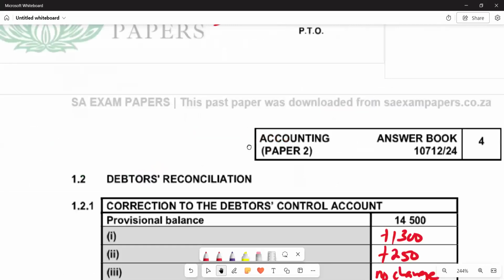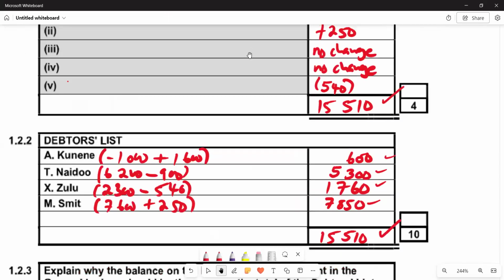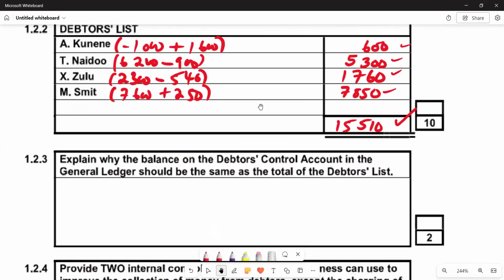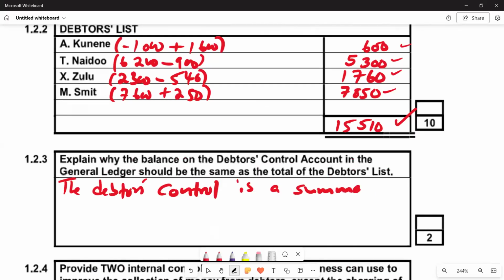So we come here. So we are here on 1.2.3. We are saying the debtors control is a summary of the debtors list. It's a summary of the debtors list. So this is what we have.